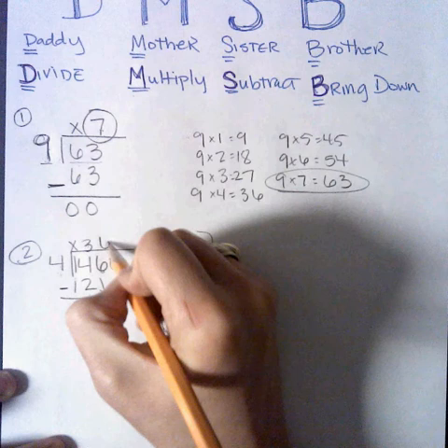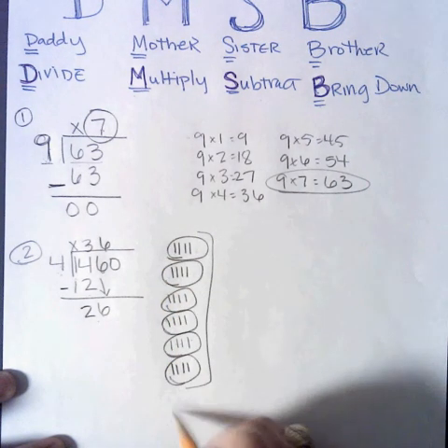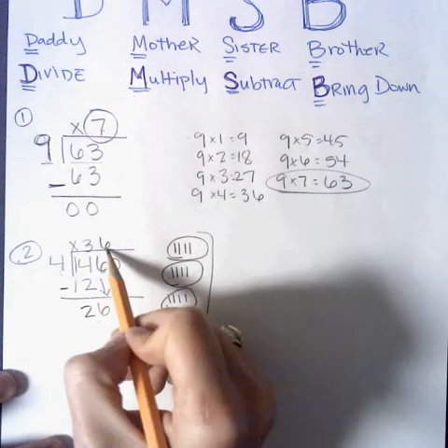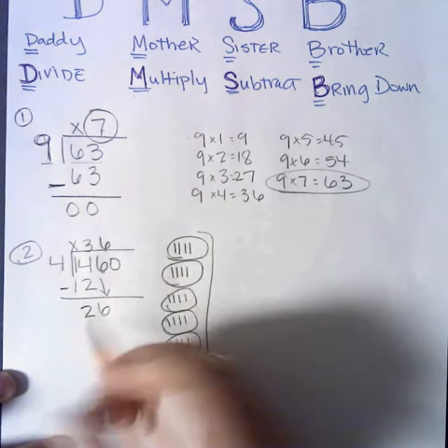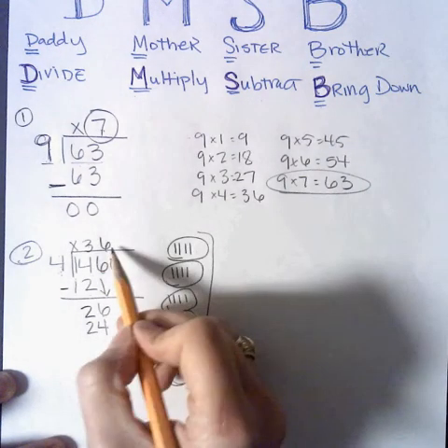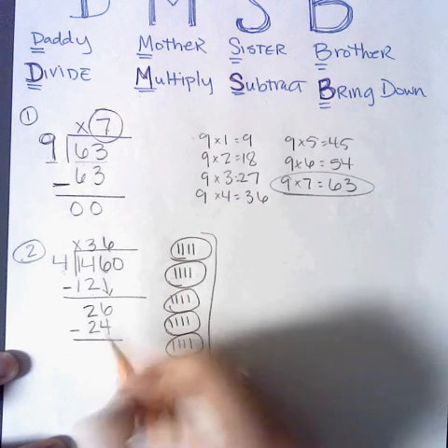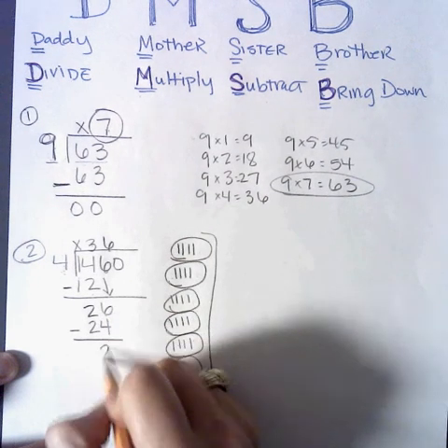So I'm going to add that here, because I know in my head that I can't do another set, because 4 times 6 is going to give me 24. 4 times 6 will give me 24. Now I can subtract that, and that's going to leave me 26 minus 24 is going to leave me with 2.